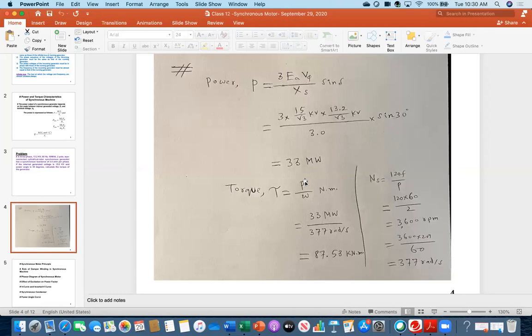And then look at torque tau, P over omega, Newton meter. That 33, and for omega, you see on the right side, NS synchronous speed 120 f over P, 3600 RPM. Then I converted into radian per second by multiplying by 2 pi and dividing by 60. And then I plug in this 377 there. So finally I got 87.53 kilonewton meter. So everybody, are you matching with your calculation? And then you see where you made a mistake, or you got the same thing.